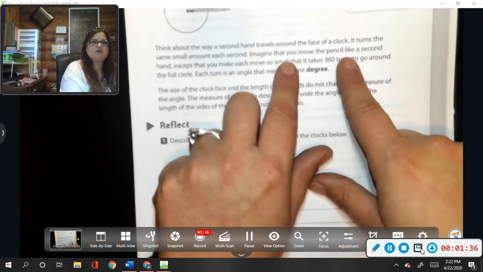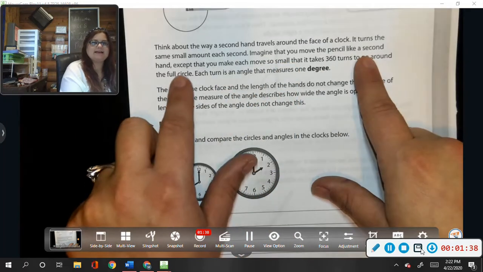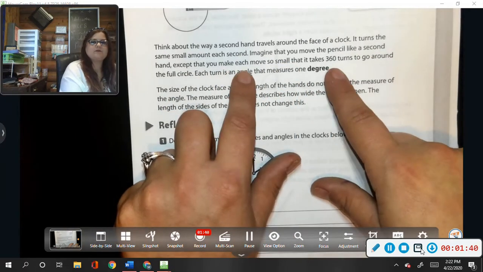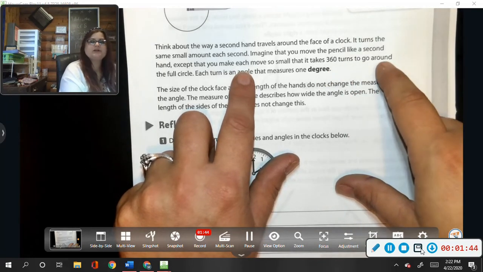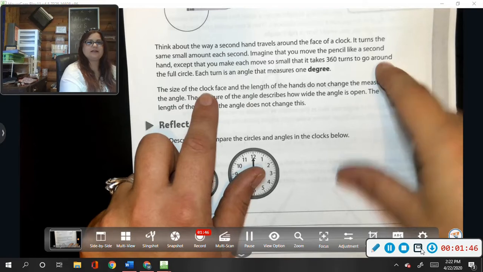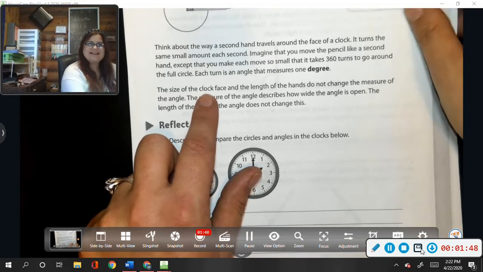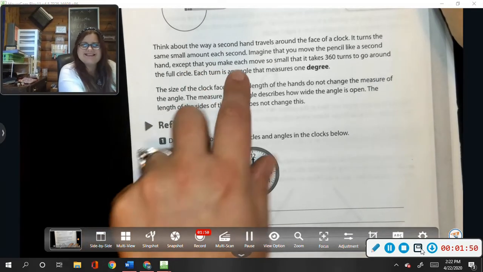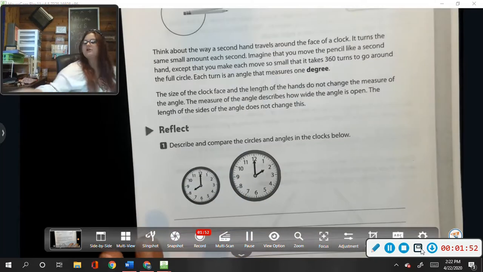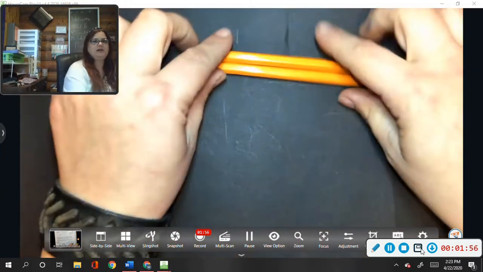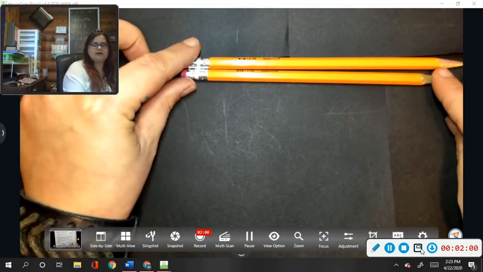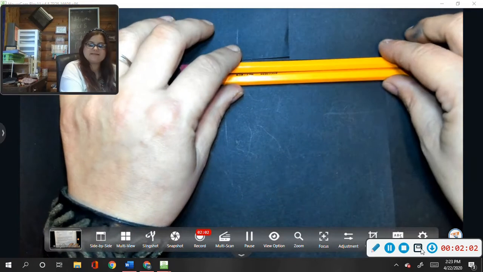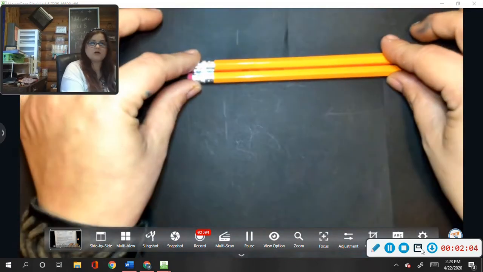Imagine that you move the pencil like a second hand, except that you make each move so small that it takes 360 turns to go around the full circle. Each turn is an angle that measures 1 degree. So if we were going to think about it like that, say that this smaller pencil is going to be my second hand on a clock.